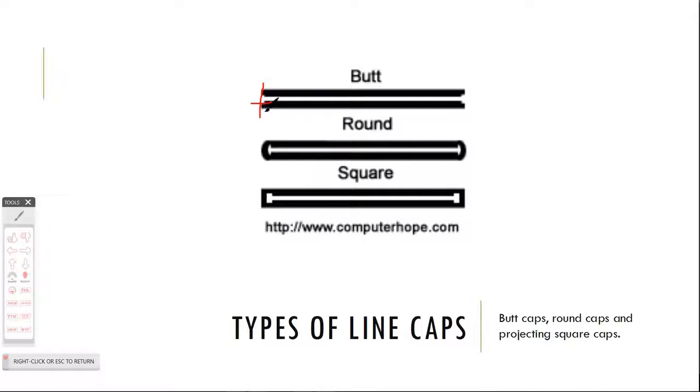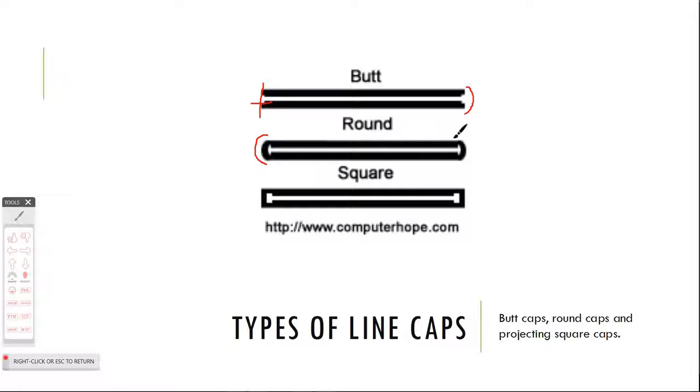Round caps: adding a filled semicircle to each butt cap. Like here we can see the squares. All we have to do is just add a semicircle to it and it becomes the round cap.